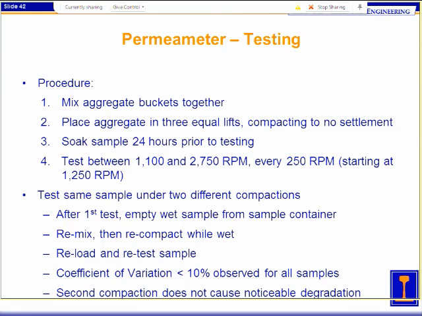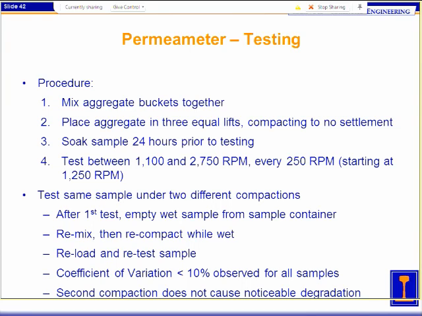Then we test with the pump between 1,100 and 2,750 RPMs every 250, starting at 1,250 RPMs. The reason we have it at 1,100 RPMs is because that's the first point at which we can establish an equilibrium and get constant head heights there without it reaching the overflow point within the system.